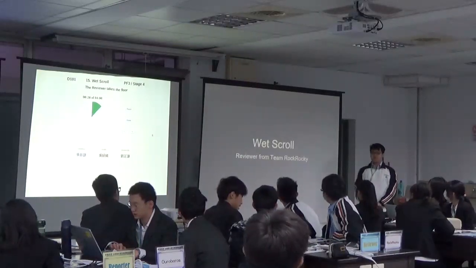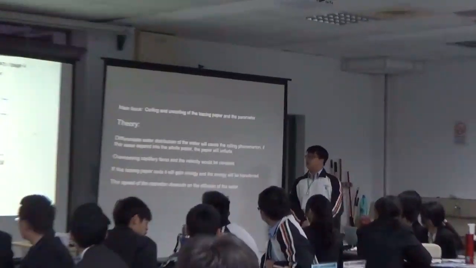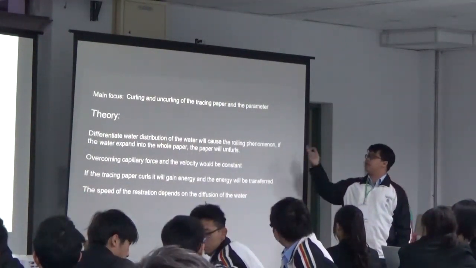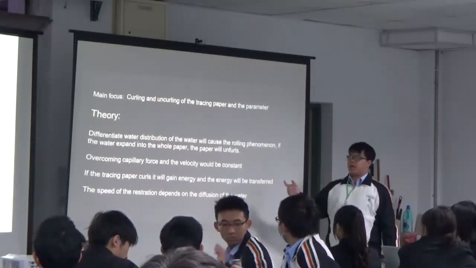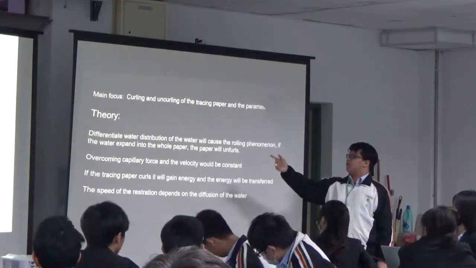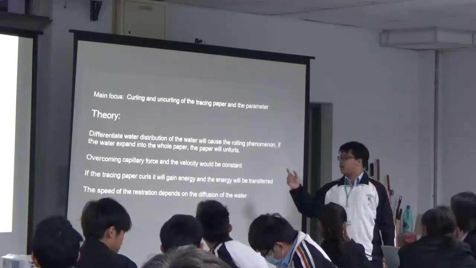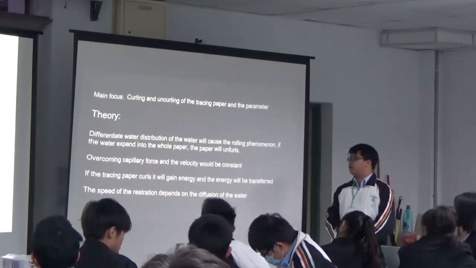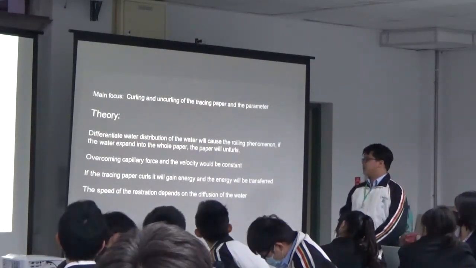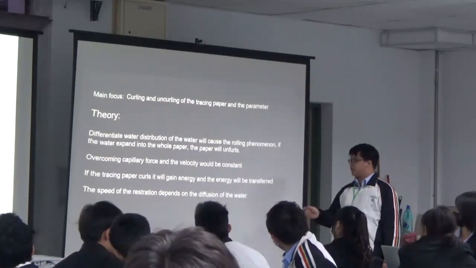Okay, so I'm a reviewer from the club, and today's topic is curling. The main focus is the curling and uncurling of tracing paper and its parameters. The theory is that the pressure of the water will cause the rolling phenomenon, overcoming the friction force, and the velocity will be constant. If the tracing paper curls, it will gain energy, and energy will be transferred. The speed of the retraction depends on the diffusion of water.